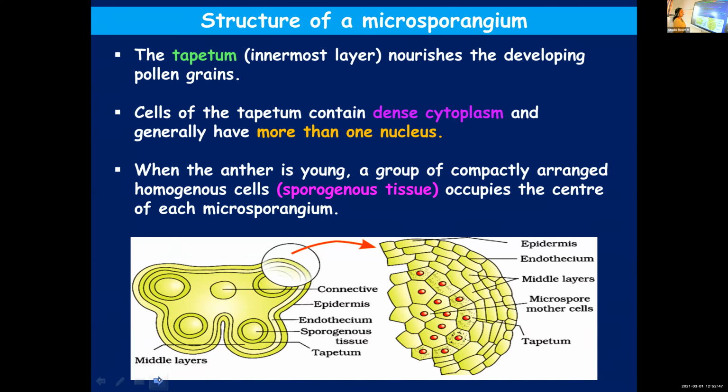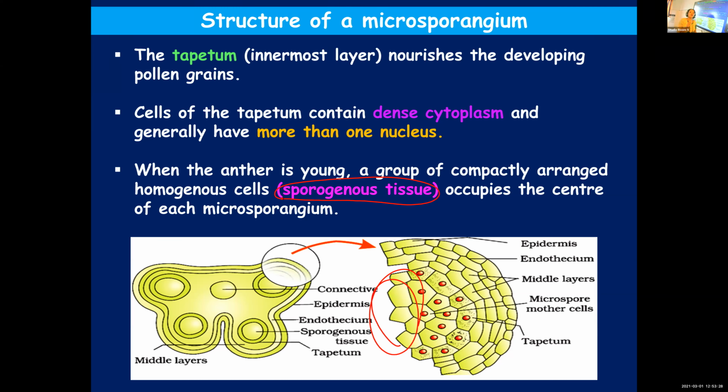When the anther is in the young stage, in the center of the microsporangium there is a group of compactly arranged, homogeneous cells. Homogeneous means similar cells. So in the center, a group of very closely arranged similar cells is called the sporogenous tissue, found at the center of each microsporangium. What happens to this sporogenous tissue, we will learn later. So there are four layers.